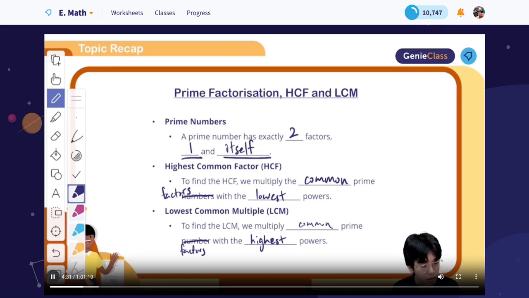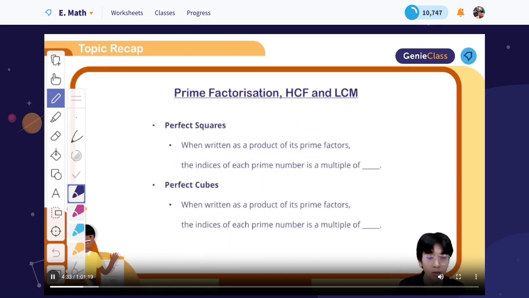Alright. Next, what is a perfect square? A perfect square is something that you can represent as something squared. Like let's say 4 squared is 16. So 16 is what you consider a perfect square. So how do we define it?